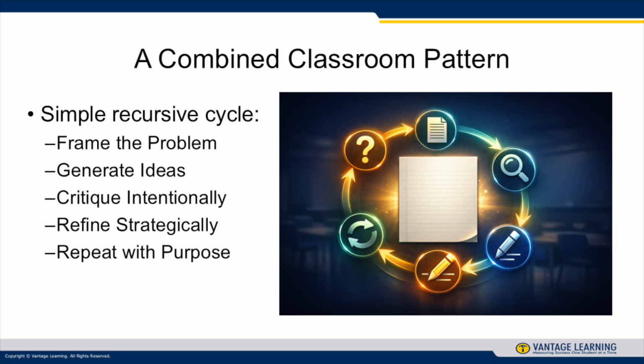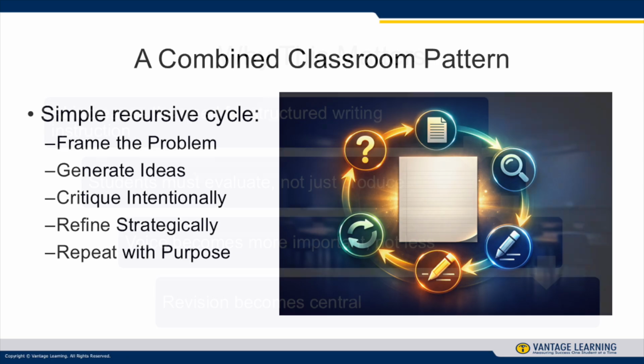In practice, this alignment creates a visible classroom pattern. Students plan intentionally. They draft with purpose. They revise recursively. They evaluate their own thinking. They reflect on the decisions they make, including how and when to use AI. Writing becomes a laboratory for thinking, not just a product to submit, but a process to strengthen judgment.